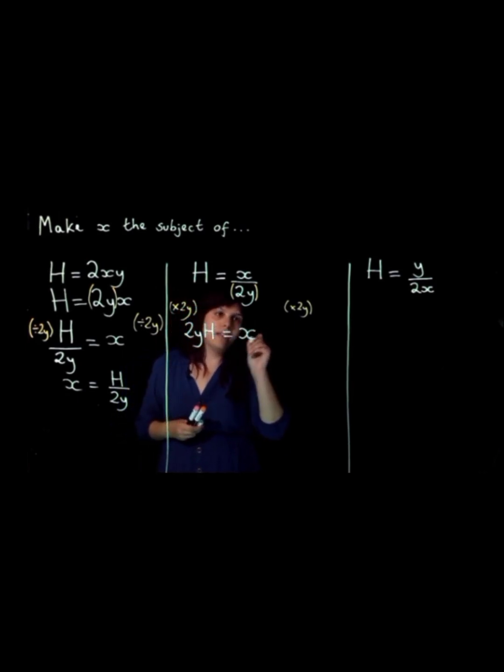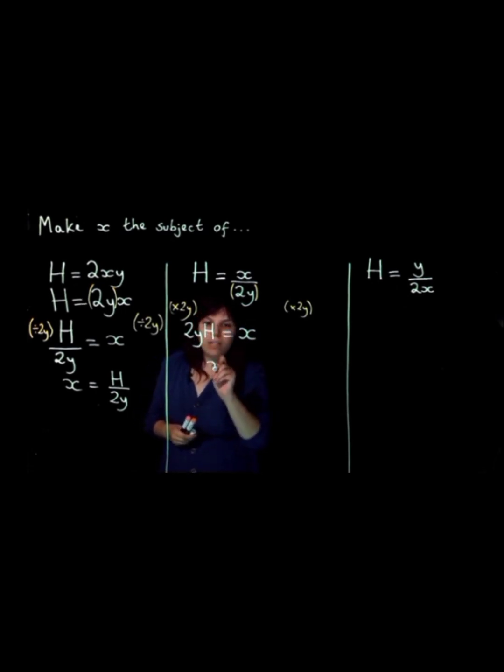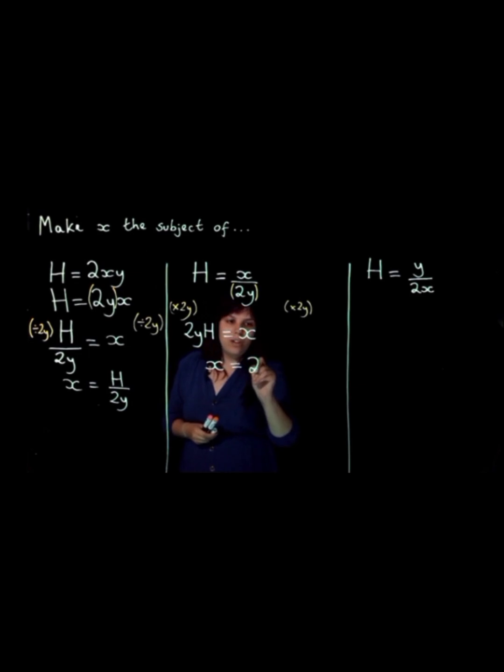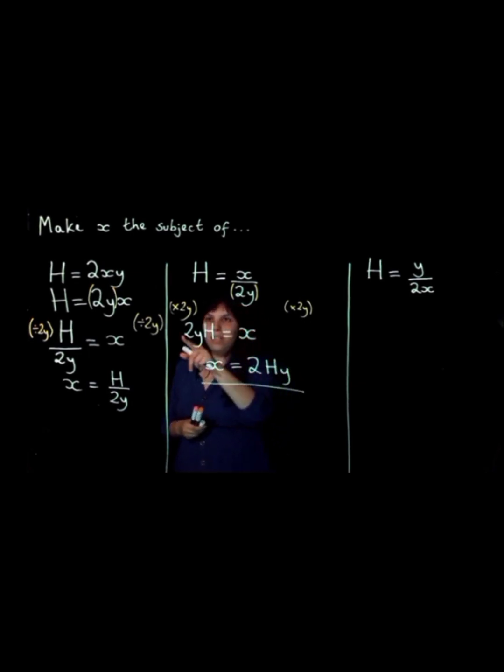Now, we always put it into alphabetical order, so when you rewrite it in the form that we like, we'll have x equals 2hy. And we can do that because they're just multiplying by each other, so 2 times y times h is the same as 2 times h times y.